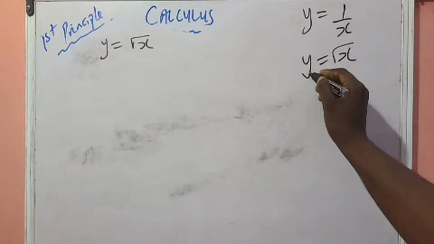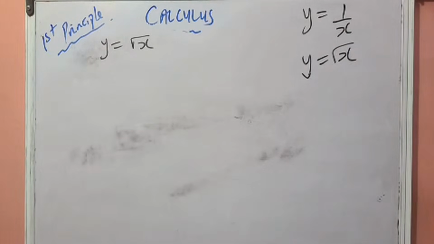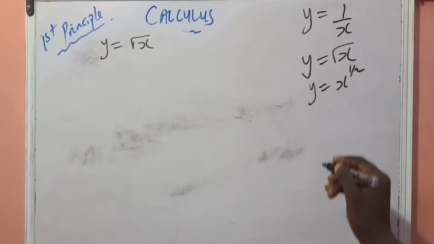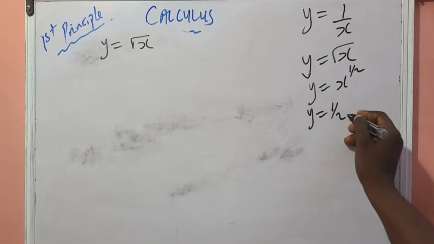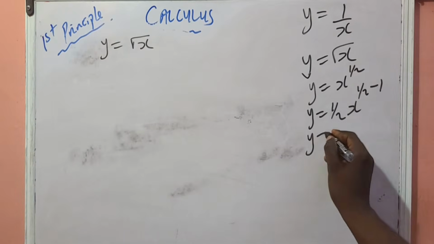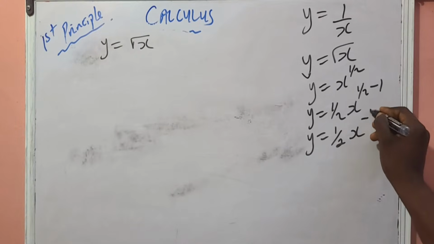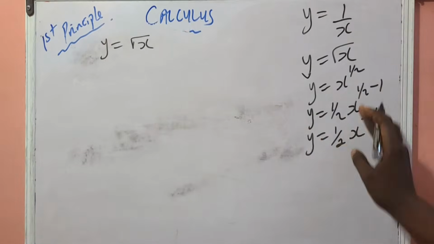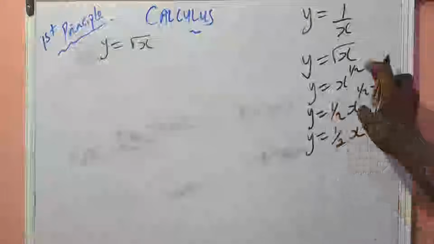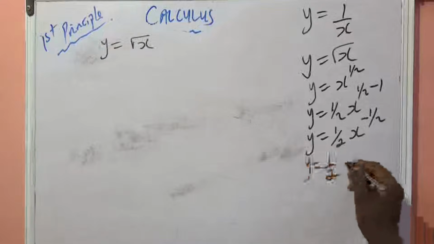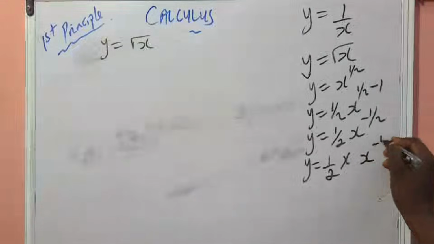Now, let's try and use the general principle here, for those of you who will need to know how to use it. So y equals x raised to power 1 over 2. That means the derivative will be 1 over 2, x raised to power 1 over 2 minus 1. This is using the general principle: bring down the power, then subtract 1 from the power. That will be 1 over 2 times x raised to power minus 1 over 2.